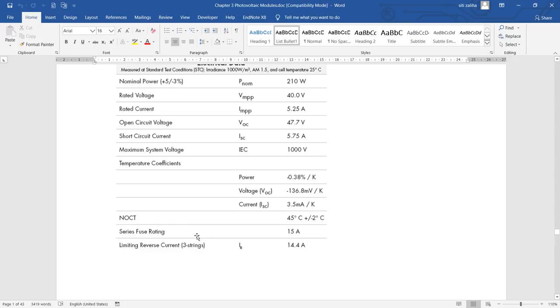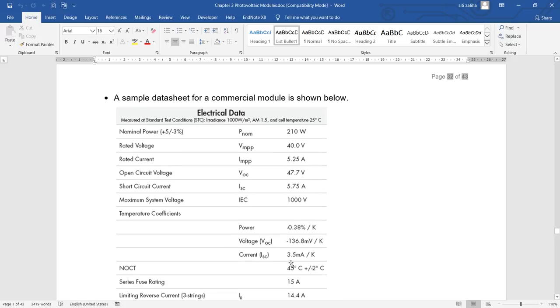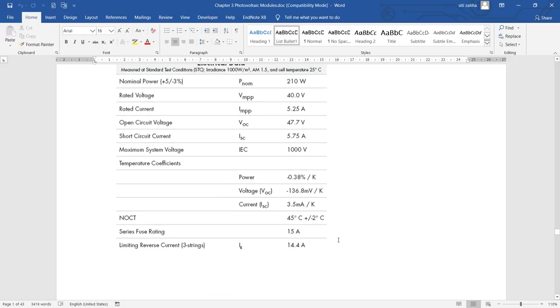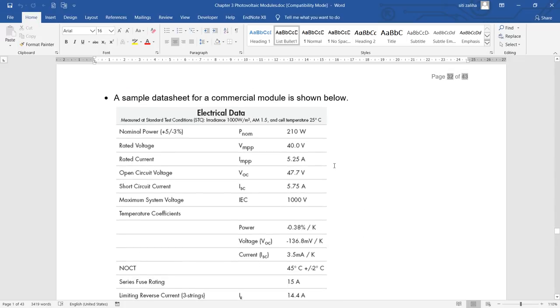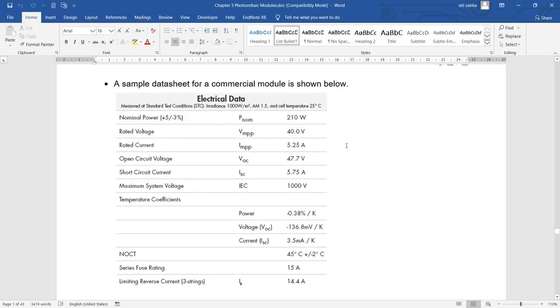Then the normal operating cell temperature, NOCT. This is tested under solar irradiance 800 watt per meter squared and ambient temperature 20 degrees Celsius. For this NOCT, they declare 45 degrees Celsius plus or minus 2 degrees Celsius. This is the series fuse rating of the module, and the limit reverse current for 3 strings is 14.4 ampere. All these values are declared under standard test condition, which is solar irradiance 1000, AM 1.5, and cell temperature 25 degrees Celsius.